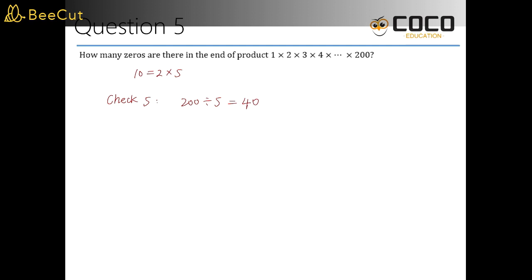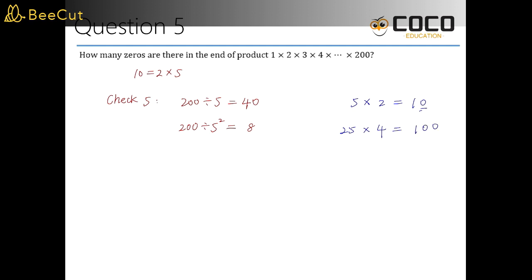After that, we check the multiples of 5 squared. So 200 divided by 5 squared is 8, because each of these will give us an additional 0. You can see that here 5 times 2 gives us 1 zero. These are multiples of 5, and some of them are multiples of 5 and multiples of 25 at the same time. Then you'll notice that multiples of 25 give us 2 zeros.